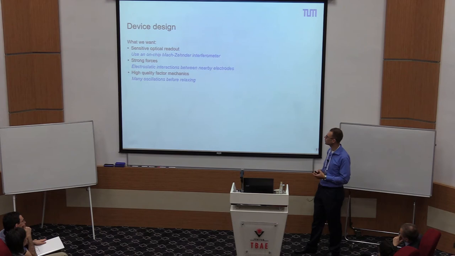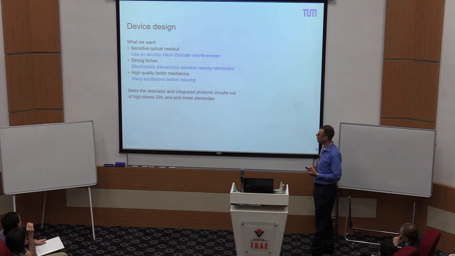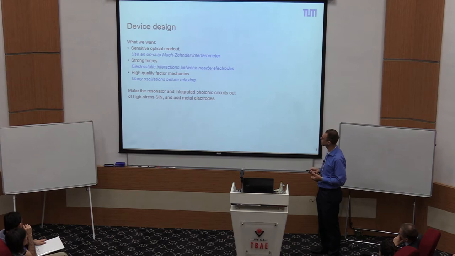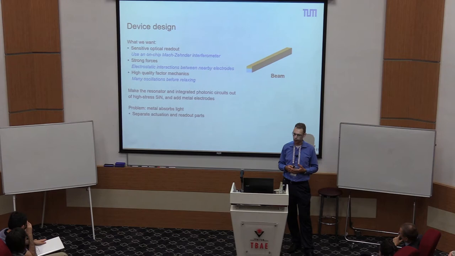And when we looked at this, we came to the conclusion that the best way forward is to make the resonator and also the integrated photonic circuits out of high-stress silicon nitride, and then use lift-off processes to add metal electrodes there. And maybe the first thing that comes to mind, if you look at these two things, was simply to make a beam, place some gold on top, put another fixed electrode nearby, and then maybe you're ready to go. But unfortunately, there's a problem. In this case, the metal will absorb all the light, and the whole thing will go crazy and heat up.